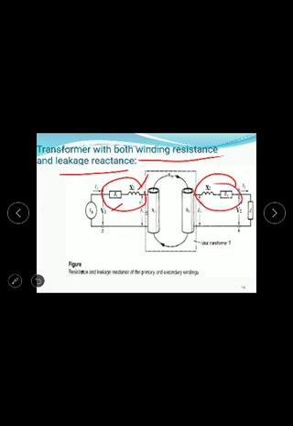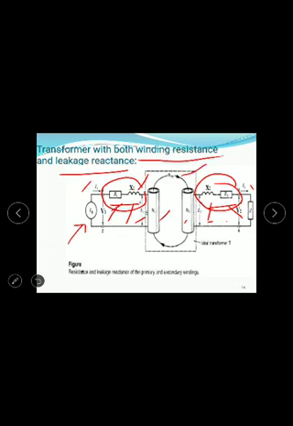The primary side resistance is R1 and the leakage reactance is X1, and at the secondary side the resistance is R2 and the leakage reactance is X2. So these are the primary side and these are the secondary side. The supply voltage, induced EMF, N1 turns, N2 turns, and induced EMF at the secondary side, and the load voltage V2 and current I2, and here the primary current is I1.